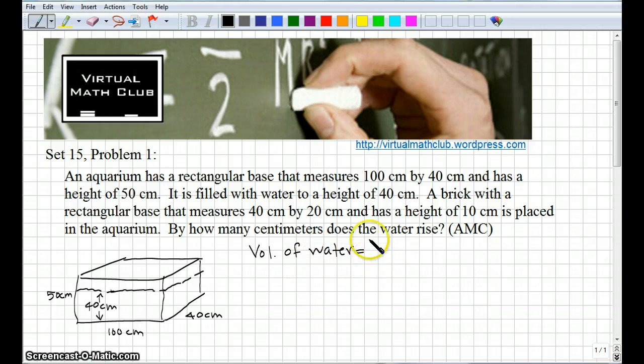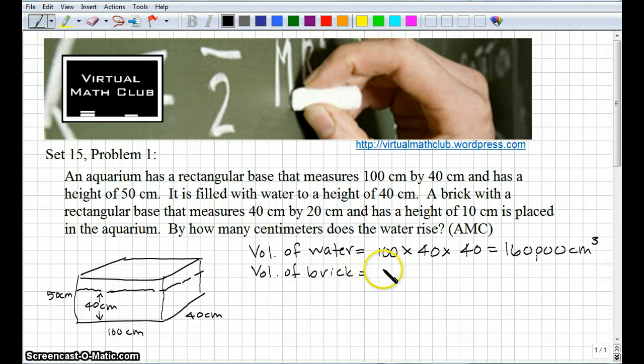So the volume of the water is going to be 100 times 40 times 40, which is 4 times 4 is 16, and then I'll have how many zeros? 1, 2, 3, 4 zeros. So that ends up being 160,000 cubic centimeters, right? Okay, so that's the volume of the water. How about the volume of the brick? Volume of brick. Okay, the brick is 40 by 20 by 10. And so we have 4 times 2 is 8, and then we have 3 zeros afterwards, so 8,000 cubic centimeters. All right.